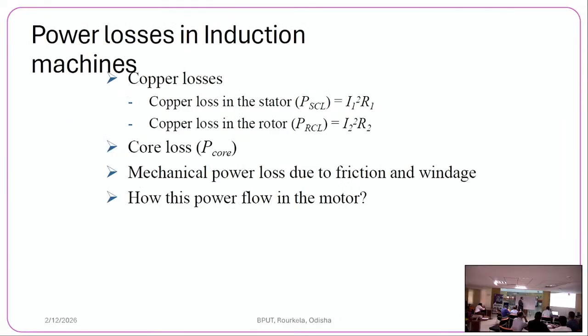Then power loss. There is copper loss in the stator, I square R loss in the stator winding. That is I square R loss in the rotor winding. Then there is core loss. Then mechanical power loss will be there because friction loss will be there. So these are the power losses.